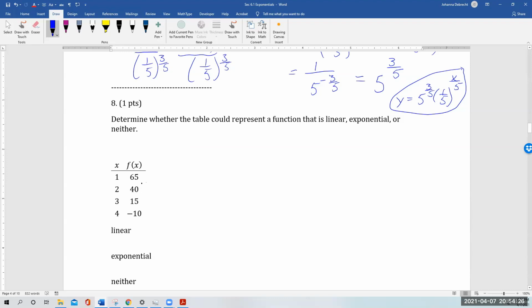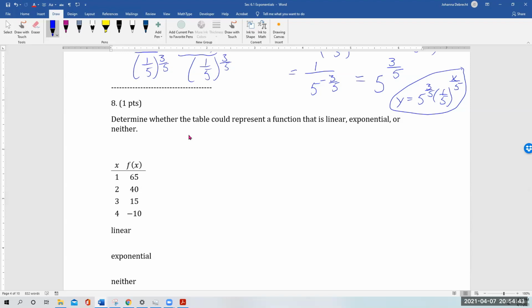When I look at this, I can see that the values are going down. 65, then 40, then 15, then -10. Not only that, but they're going down by the same amount. It decreases from 65 to 40, a decrease of 25.